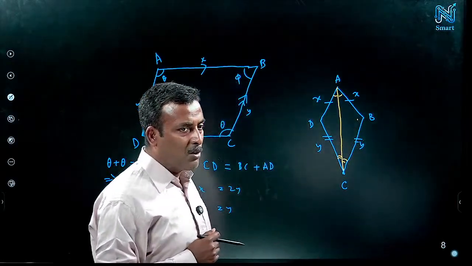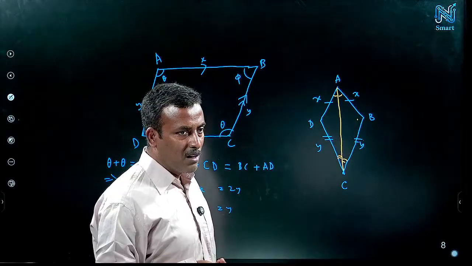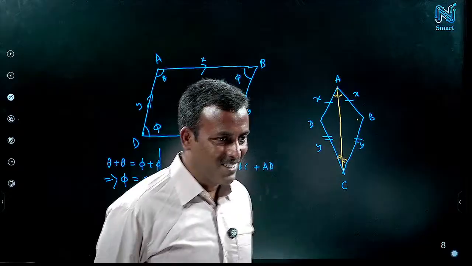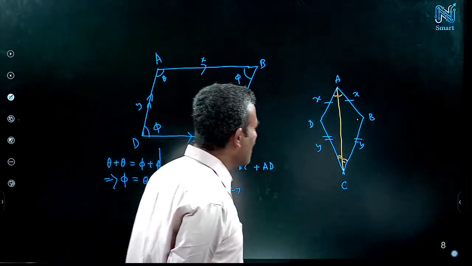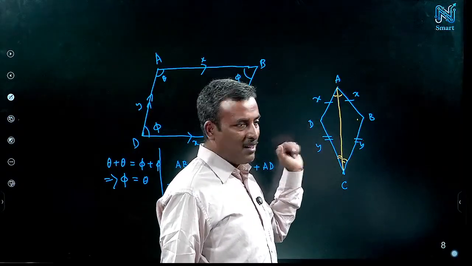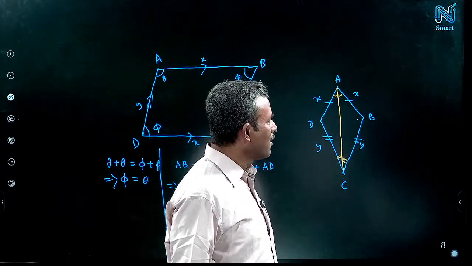If it is not 90 degrees, then the sum of these two angles is not 180 degrees. We can't draw the circumcircle. So for the kite, this angle must be equal to 90 degrees. And if this angle is 90 degrees, then what happened? It will be a square.